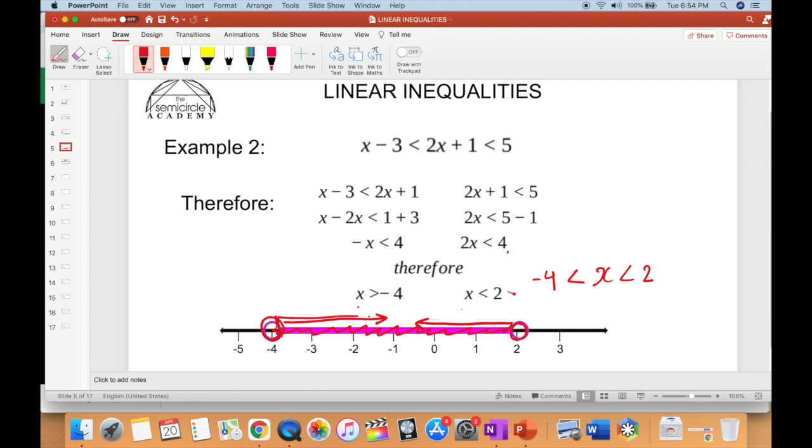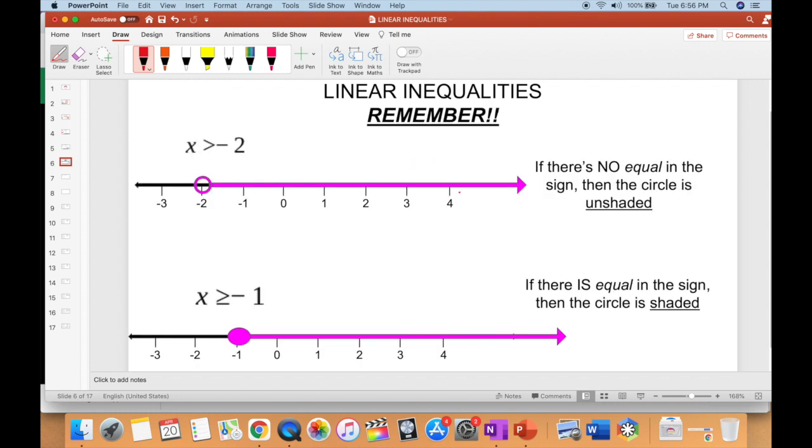This is the portion where you might find x. If you were looking for x, you would find it somewhere in here. And if you want, you could just write this down. This is just like a summary of everything we just talked about. Remember, there is no equal. If there is no equal, then the circle is unshaded. So this is the example here. And if there is an equal sign, then the circle is shaded. So we have this example here.